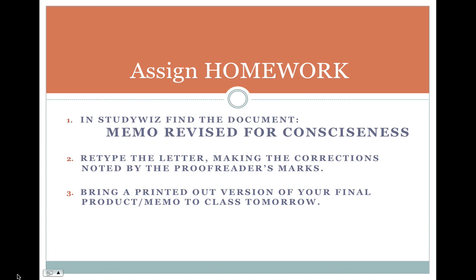Okay, and then you're going to turn in the printed out version of your final memo. You're going to hand that in through the assignment tracker, which this assignment should be detailed in the weekly study guide. So take a moment now and do this memo revised for conciseness.